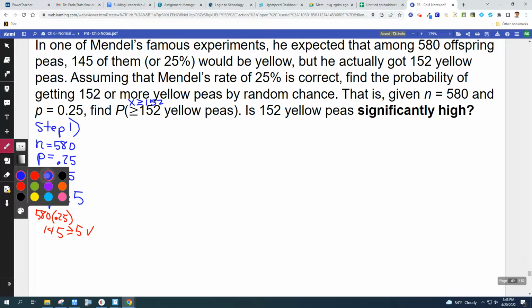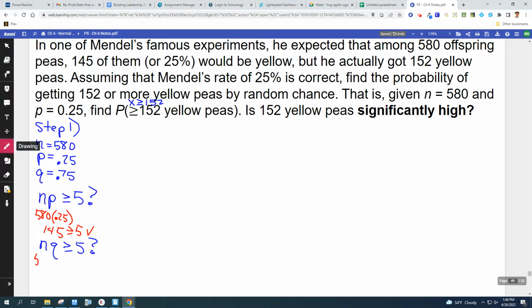Now check the other requirement, that n times q is greater than or equal to 5. I guess you can put a question mark here because we're asking that question. So again, n is 580. This time q is 0.75. 580 times 0.75 is 435, which of course is greater than or equal to 5. Check. So step 1, check the requirements. Yep, works. We're going to move on to step 2.